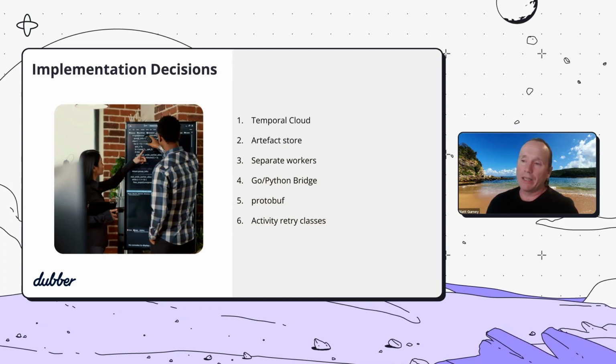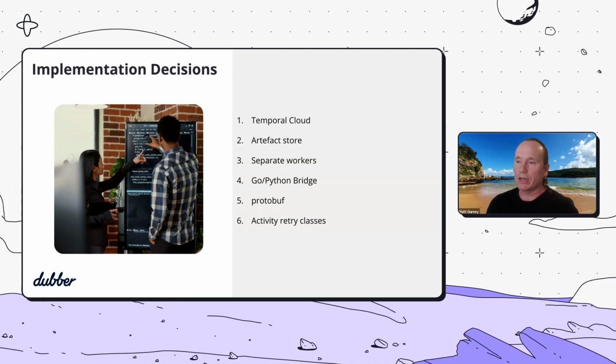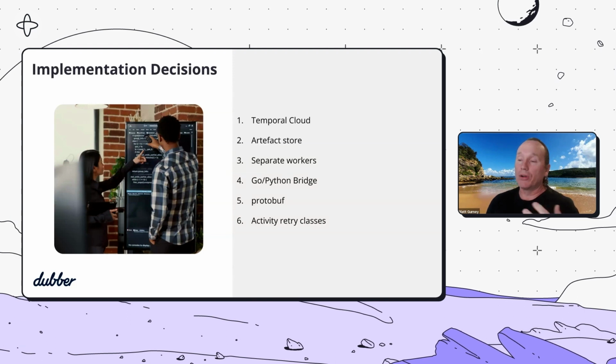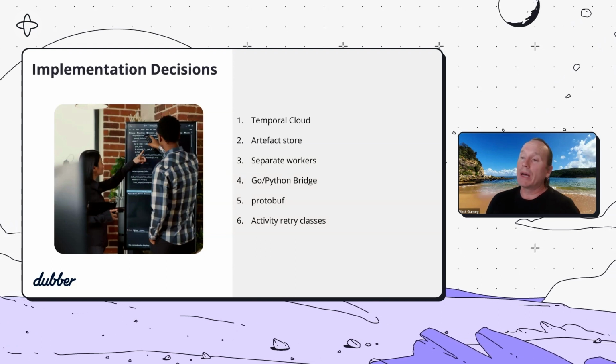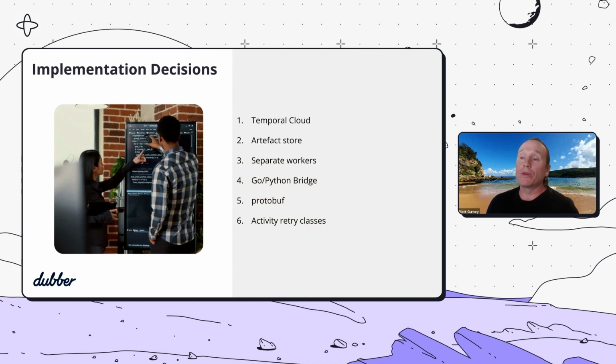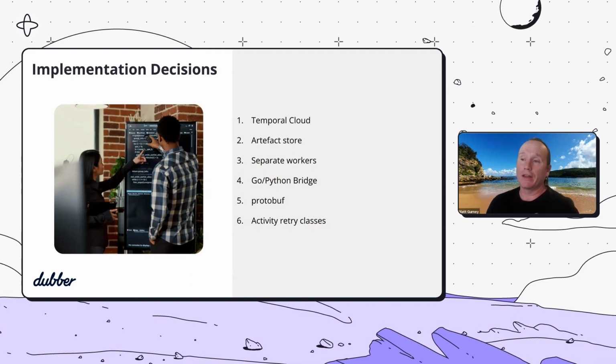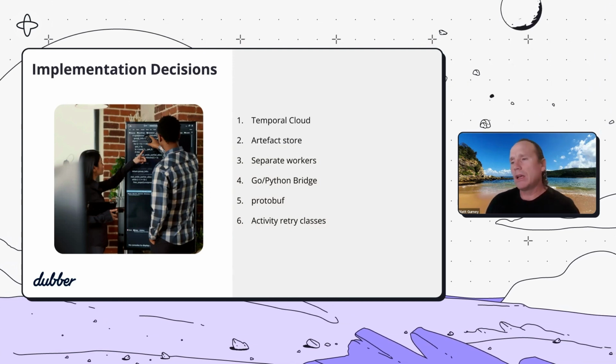That gives us the advantage of less data going across the wire. We're putting less load on the Temporal system, but also we've got improved security because we're not sharing that data outside our environment.